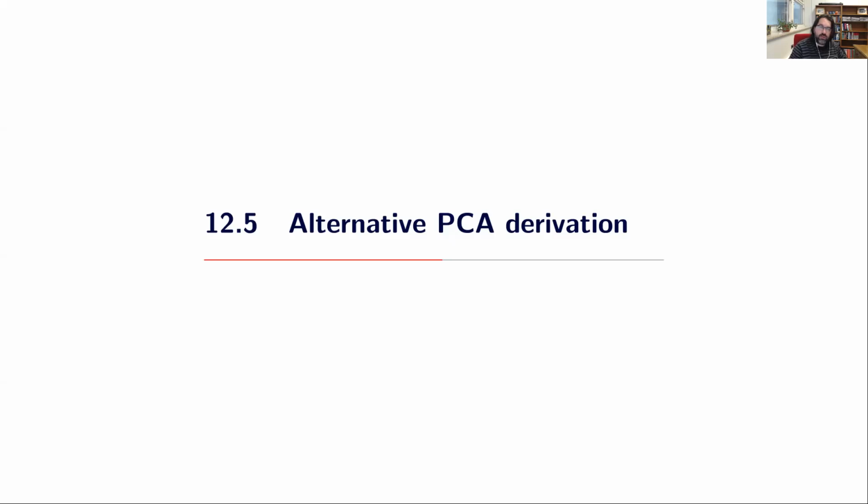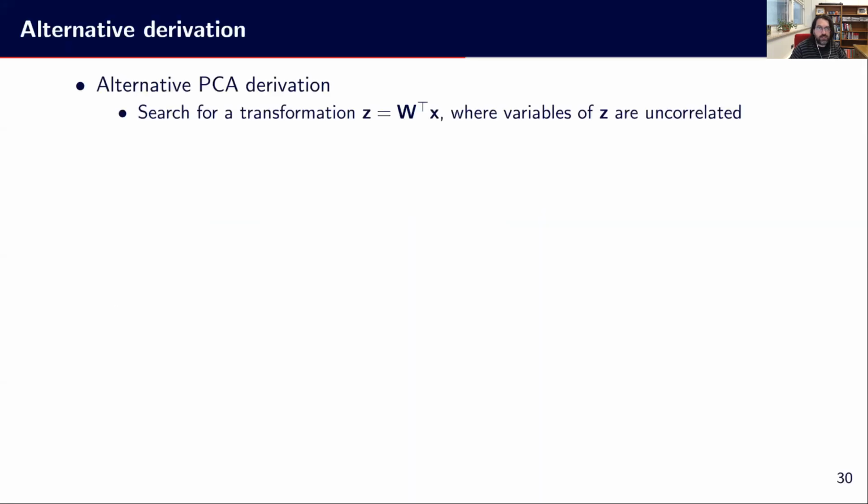So we saw one derivation of PCA. Let's see now another derivation that will take a different path to achieve the same results. Basically, we will develop the PCA again, but now looking at a different approach. We will search for a transformation Z equal to W transpose X, where variables Z are uncorrelated. So we are looking to decorrelate the variables, basically.